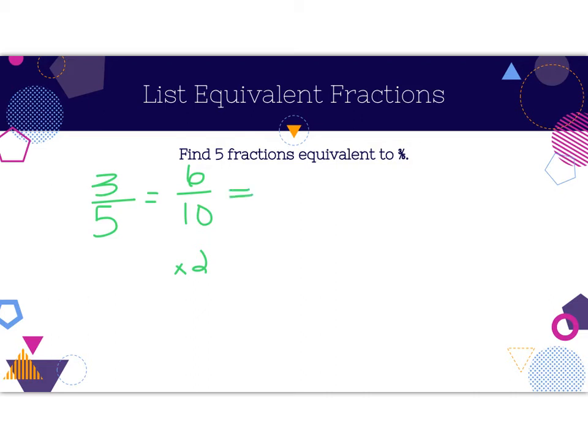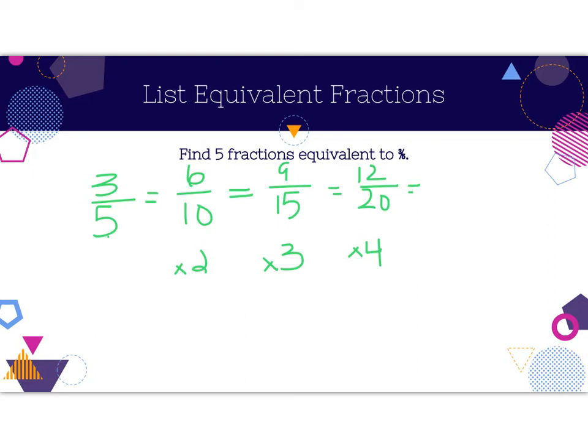Now I'll find another one. This time I'll use the multiplier 3. I'm going back to 3/5, but I could just continue to multiply the new fractions and I'd still get a fraction that's equivalent to the original. 3 times 3 is 9, and 5 times 3 is 15. This time I'll use the multiplier 4. 3 times 4 is 12, and the denominator 5 times 4 is 20.